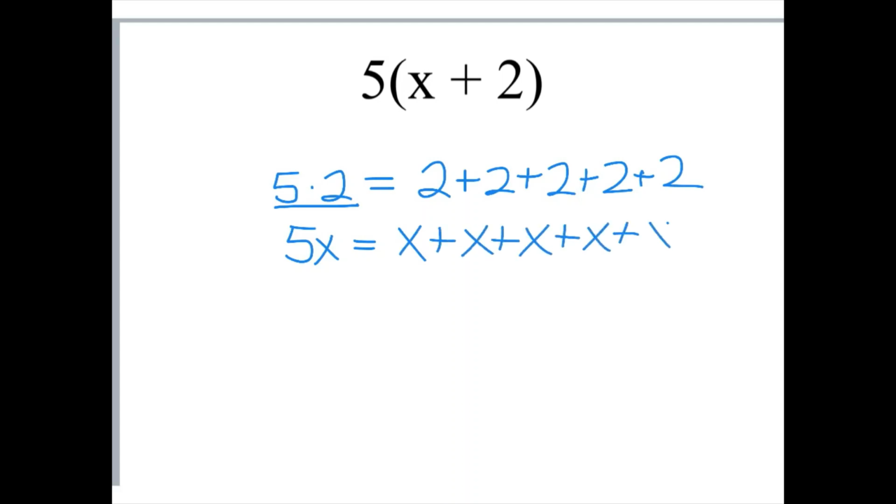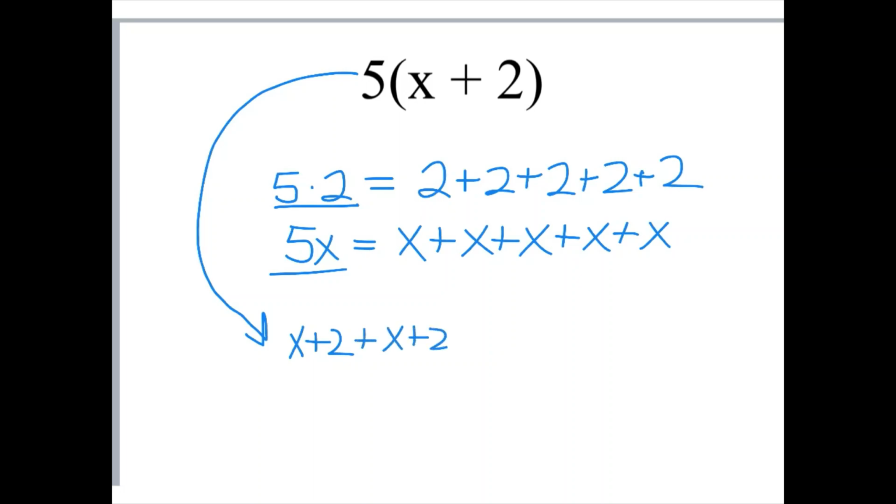And again, why do we write it with the 5x? Because it's smaller, it takes up less space. And that's why we write things that look like this. But this is what it means. It just means 5 groups of x plus 2. So x plus 2 plus x plus 2 plus x plus 2 plus x plus 2 plus x plus 2.